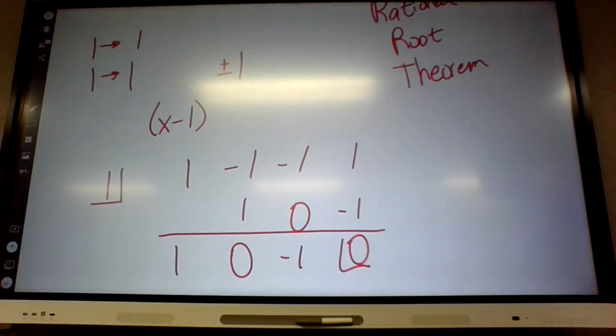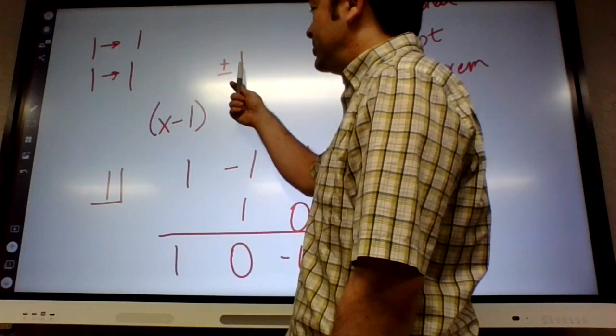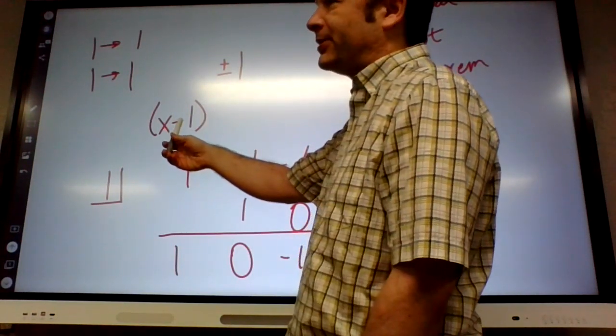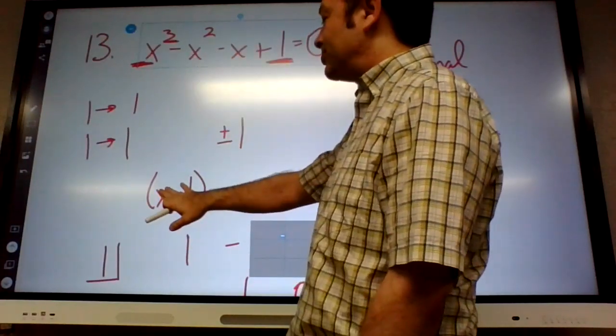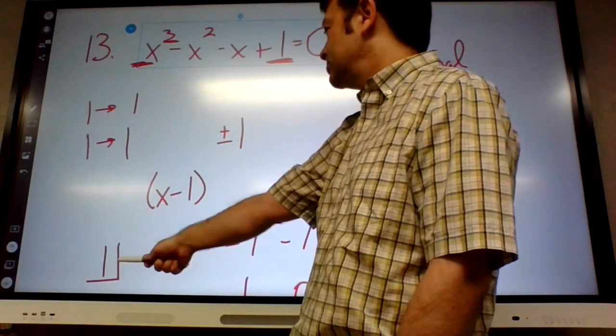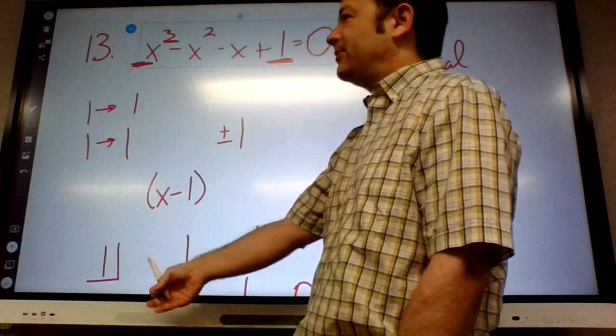Real quick, what is the x minus 1 again? Okay, I'm saying if 1 is a root, a 0 of the function, that means x minus 1 is a factor. So basically what we're doing is dividing this by x minus 1, which means we're putting 1 in the box. So 1 is a root, I'm putting 1 in the box to kind of divide it out as an answer.